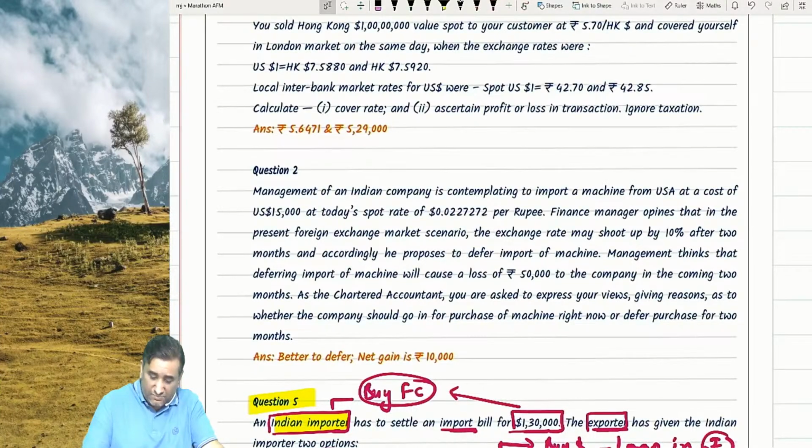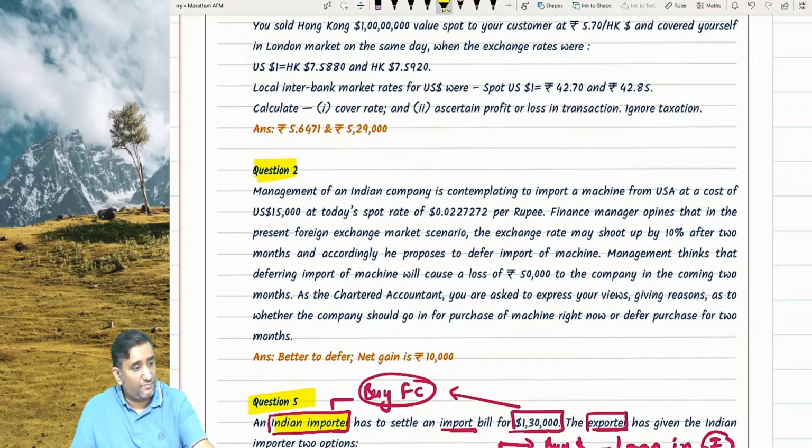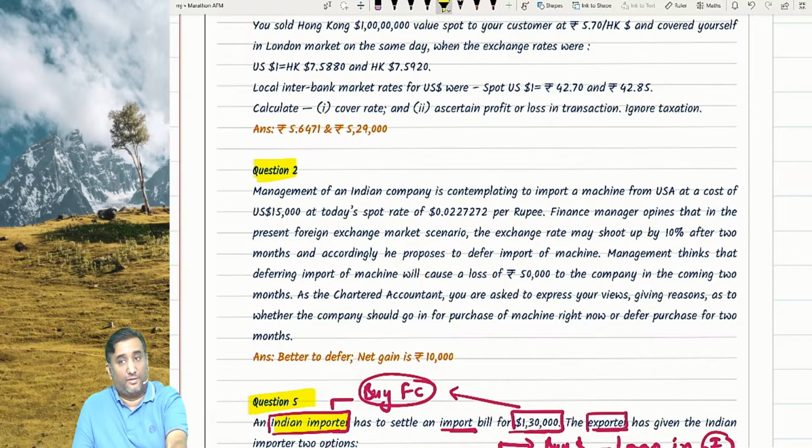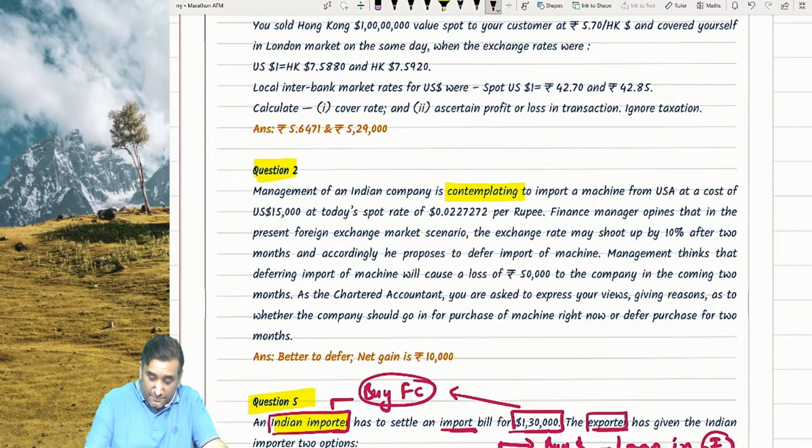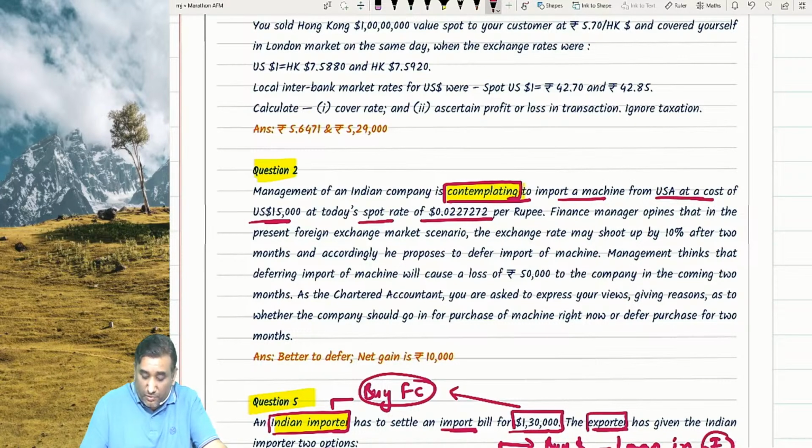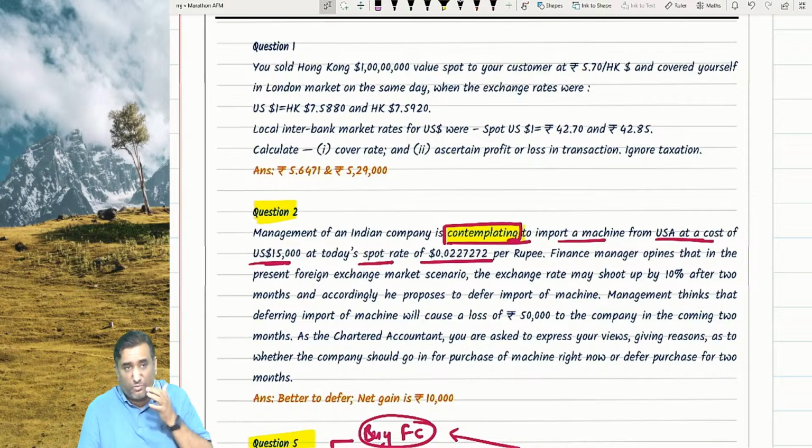Question number 2. Let's read question number 2. Management of an Indian company is thinking of importing a machine from USA at a cost of $15,000 at today's spot rate of $1 is equal to 0.0227272 per rupee. Now it's very difficult to make out what it is.